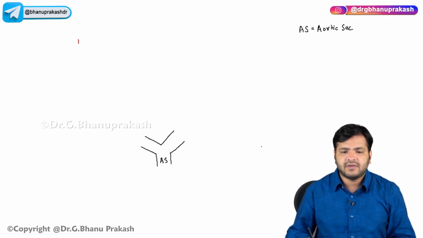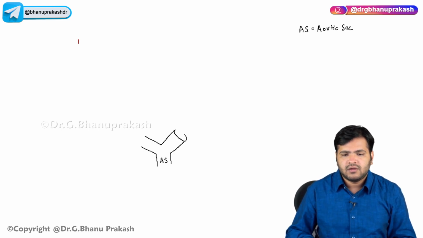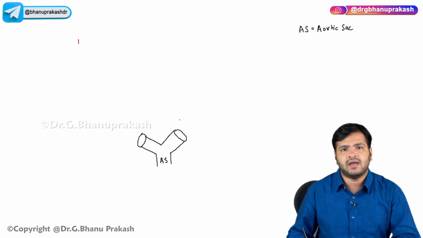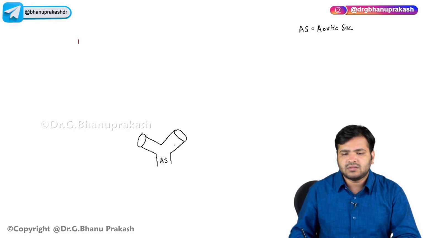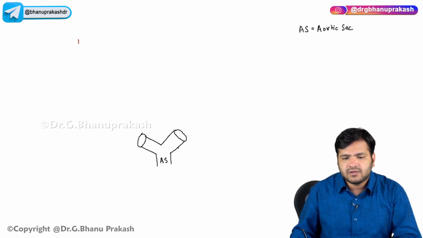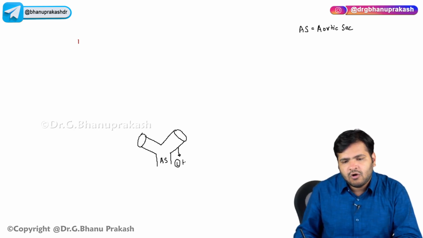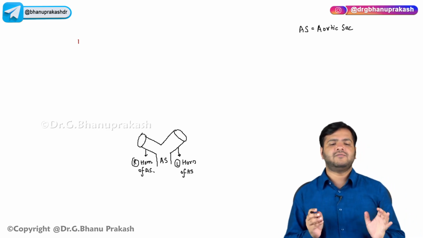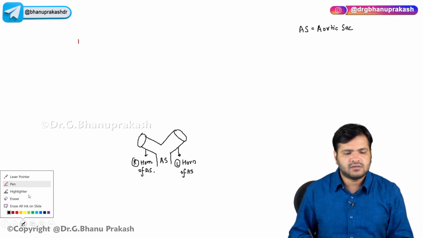And this aortic sac has two branches over here, right? We have the right horn of the aortic sac, and correspondingly we have the left horn of the aortic sac. Let's mark this over here. This is the left horn of the aortic sac, and this is the right horn of the aortic sac. So you can just draw this.